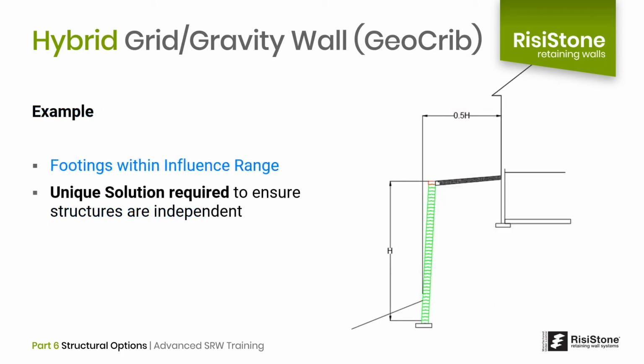To illustrate how this concept was used on a real project, we recently incorporated a hybrid gravity wall into a section of a large geogrid reinforced wall in Aurora, Ontario. As shown in this diagram, a portion of our wall came within a distance of 0.5 of the wall height to a proposed residential structure. We wanted to ensure that these structures remained independent of each other, and as we have learned, a typical geogrid reinforced wall would have reinforcements extending back 60 to 70% of the wall height, which in this case would be under the house.